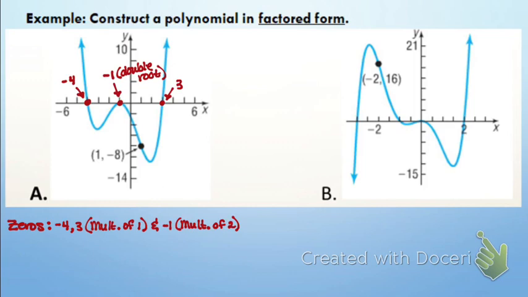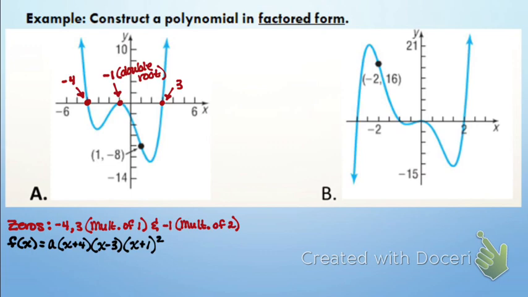All right, so initially in factored form, do I have my leading coefficient here? No. Then I need a placeholder for that. So I have f of x equals a times x plus 4 times x minus 3 times x plus 1 squared. So far, so good?